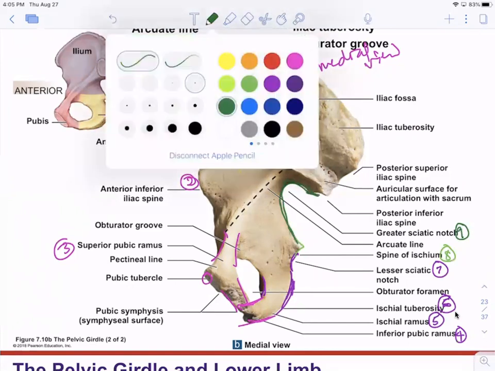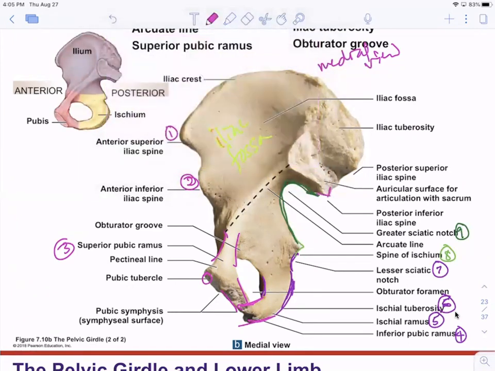Then, as you further come up, you have this spine, which is the posterior inferior iliac spine, and then this spine right here, which is the posterior superior iliac spine. The two are going to be connected by the iliac crest, right? So here's the iliac crest. And then you have the iliac fossa. You have the obturator foramen.